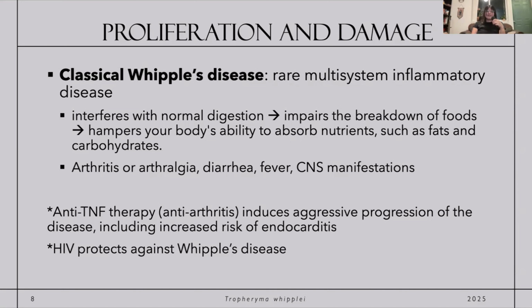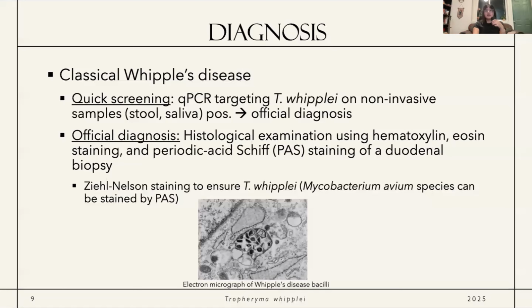Anyways, HIV, interestingly enough, because I know we just talked about it the other day, it actually protects against Whipple's disease. They've noticed a resistance towards this pathogen. Really, really odd. Again, no rationale. Too many questions left unanswered. Too many. And then how you diagnose it.